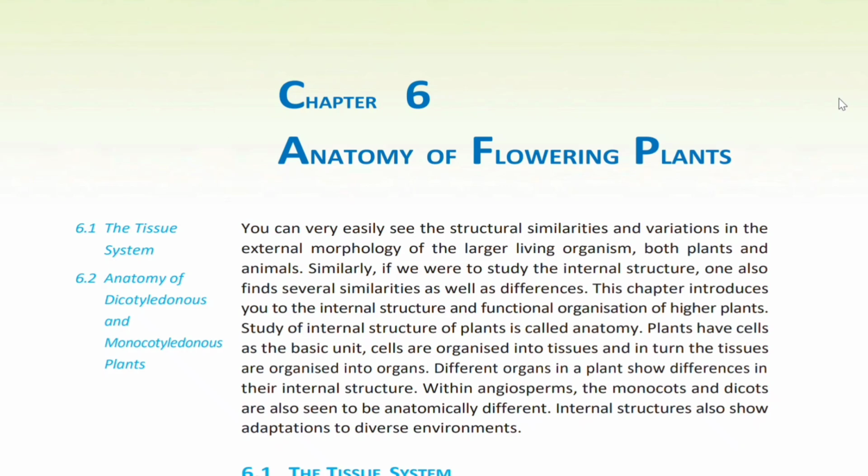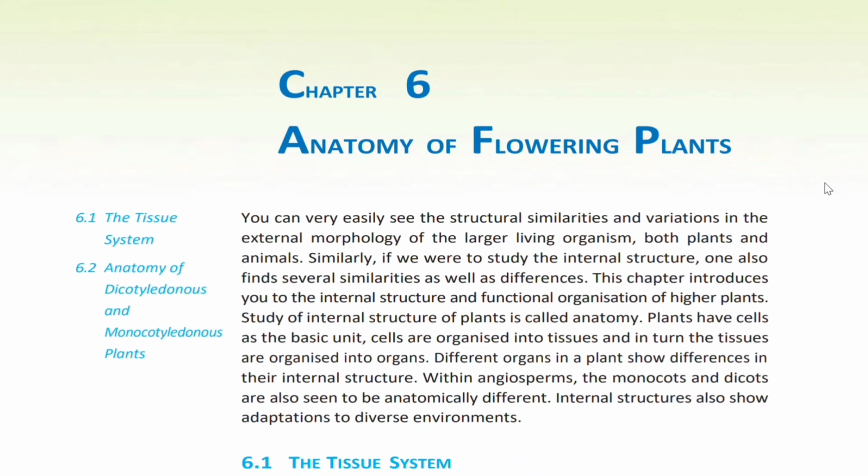Study of the internal structure of plants is called anatomy. Plants have cells as the basic unit. Cells are organized into tissues, and in turn, the tissues are organized into organs. Different organs in a plant show differences in their internal structure. Within angiosperms, the monocots and dicots are also seen to be anatomically different. Internal structures also show adaptations to diverse environments.